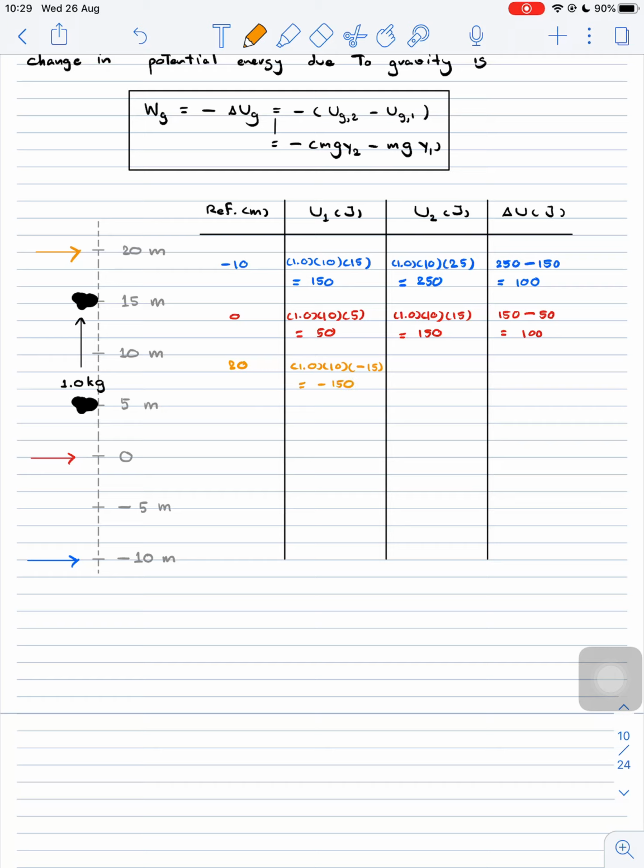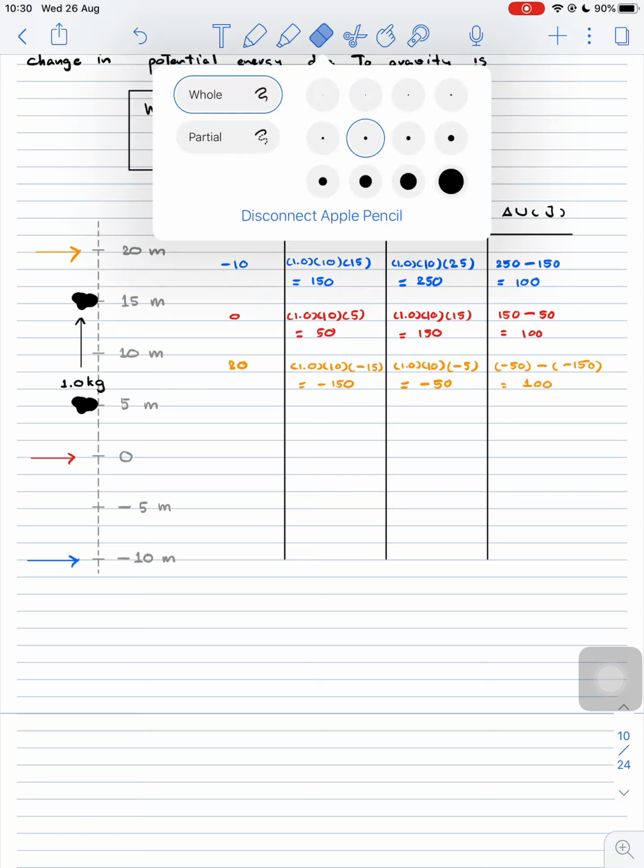Now for U2, we have m, g, and then y2. In this case, y2 is just equal to minus 5. Then we have equal to minus 50 joules. So now we just want to find delta U. Delta U here is equal to the final potential energy minus the initial potential energy. Then again, it's just equal to 100 joules.